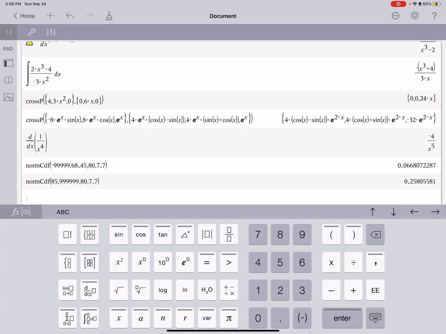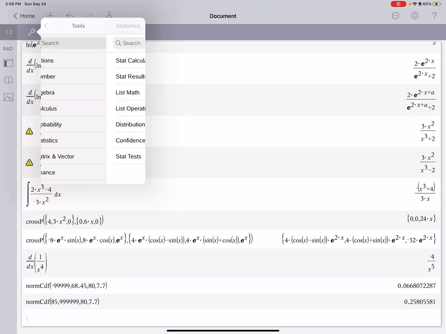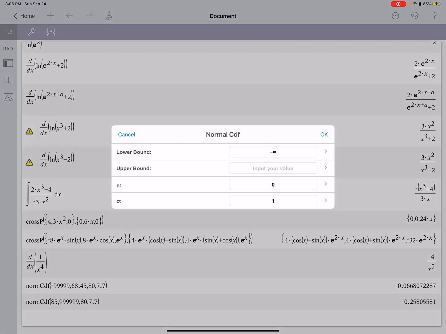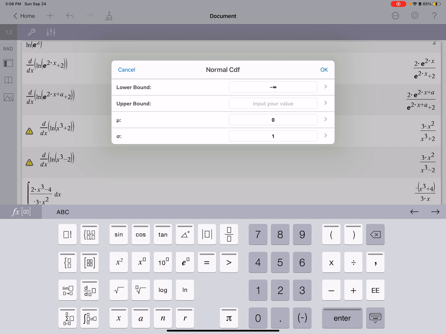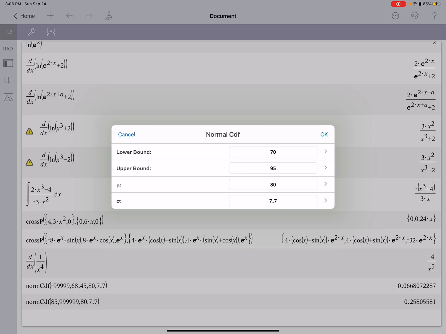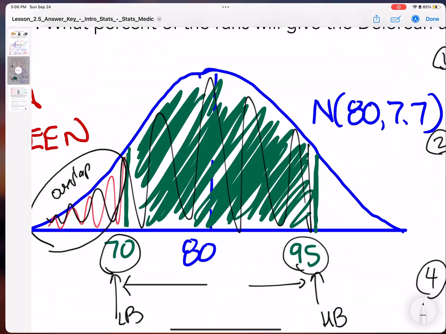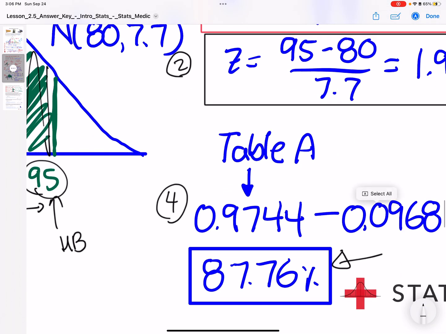So we're going to go to menu. I'm going to show you how I got there. Statistics, distributions, normal CDF, and the lower bound is 70 and the upper bound is 95 and the mean is 80 and the standard deviation is 7.7. And I got about 87.73%, and you can see my answer here, which I got 87.76%. So we were very close, and that's fine.